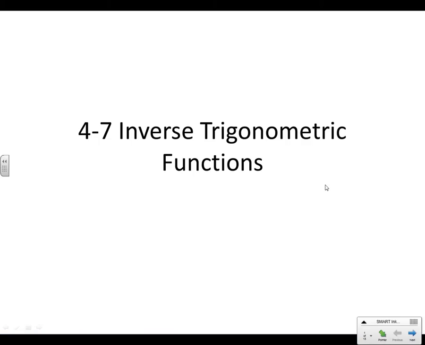All right, 4.7 inverse trig functions is our topic for this video session. And so inverse trig functions, we're finally going to get to all of those -1 functions. Sine -1, cosine -1, tangent, etc., etc. The other way we can say these things instead of -1 is arcsine theta. That's the same as saying sine -1. And that's also the same as saying the inverse sine.